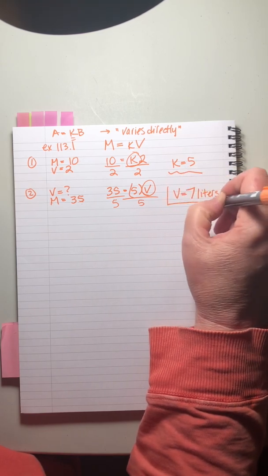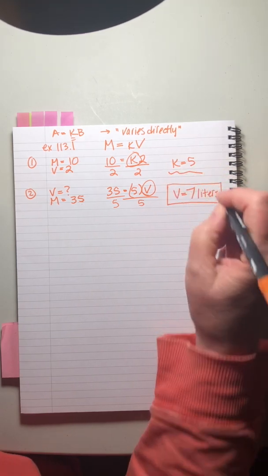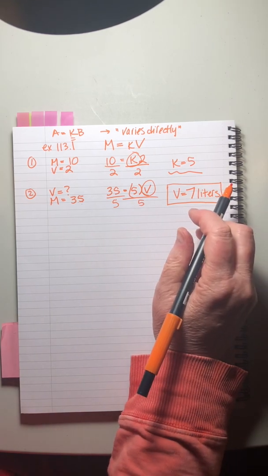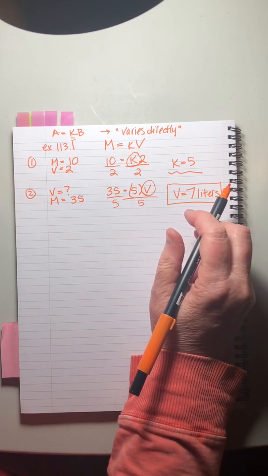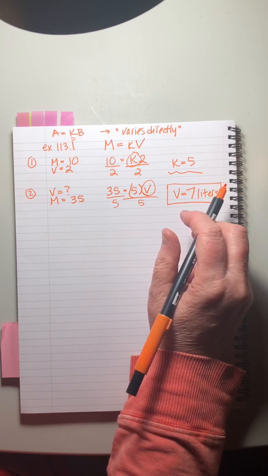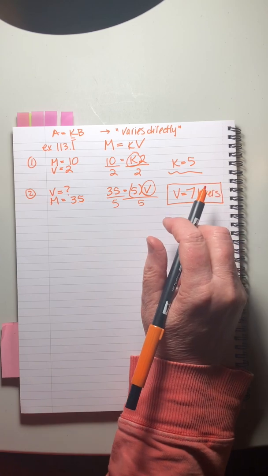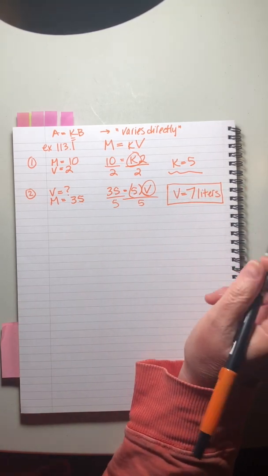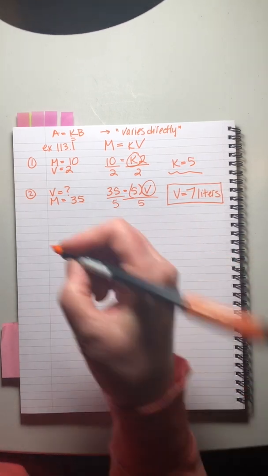Again, I don't know anything scientific about that being true, but I do know that when I look in the book and it says the mass of 2 liters is 10 kilograms, that tells me that liters is the volume unit. So I just look in the problem for whatever makes sense.